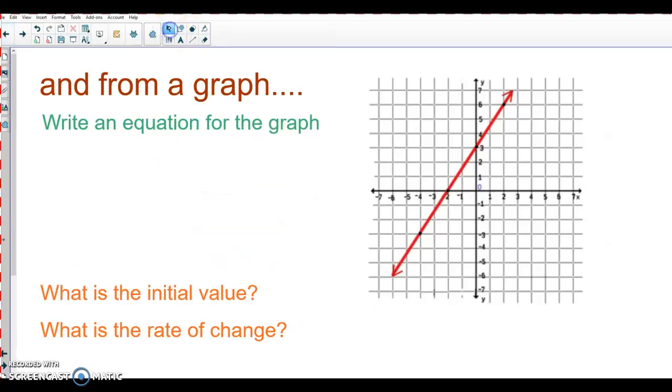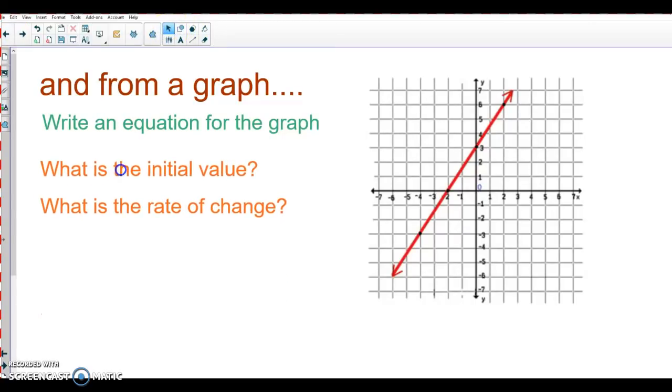Okay, now you try this one. So pause it. Figure out what is the initial value, or the y-intercept, that's also b. And what is the rate of change or slope? Then give the equation of the line. So pause it first, and then when you think you have it, play it back.